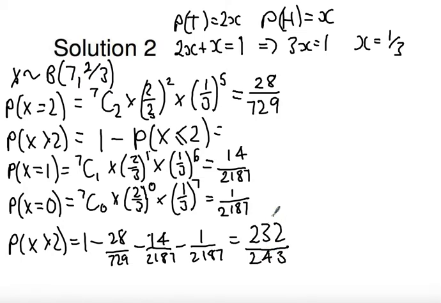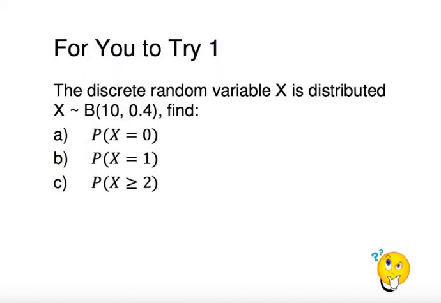Okay, I hope that made sense, because it's time for you to try one. The discrete random variable X is distributed binomially, so I've already identified the distribution for you. The number of trials is 10 and the probability of success is 0.4. You need to find the probability X equals 0, X equals 1, and the probability X is greater than or equal to 2. If you pause the video at this point, have a go and then resume once you've done that question.